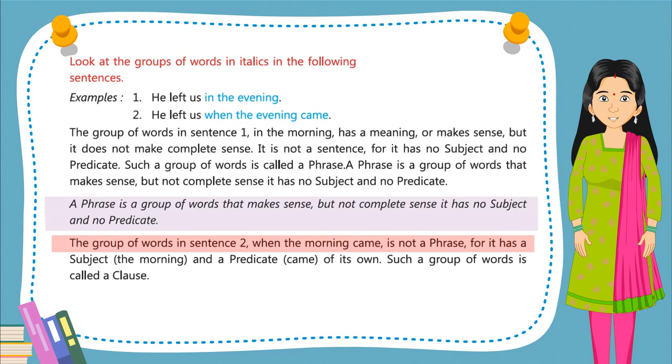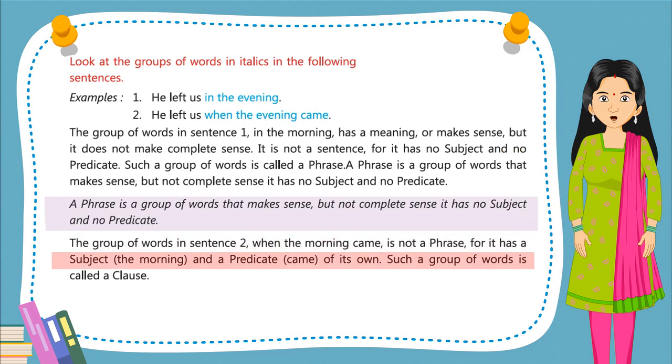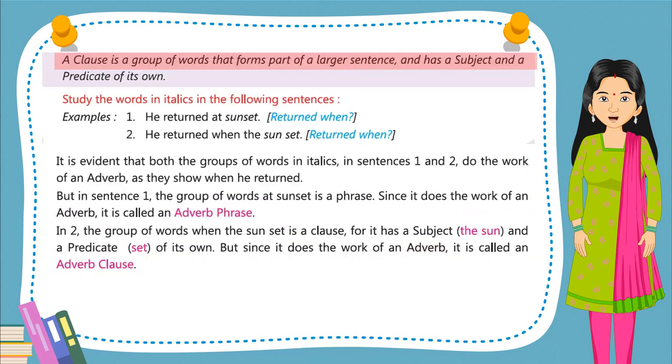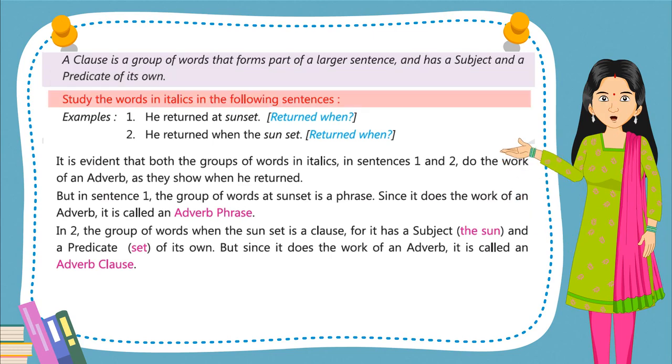The group of words in sentence 2, when the evening came, is not a phrase, for it has a subject, the evening, and a predicate, came, of its own. Such a group of words is called a clause. A clause is a group of words that forms part of a larger sentence and has a subject and a predicate of its own. Study the words in italics in the following sentences.